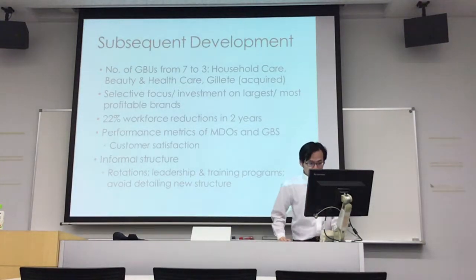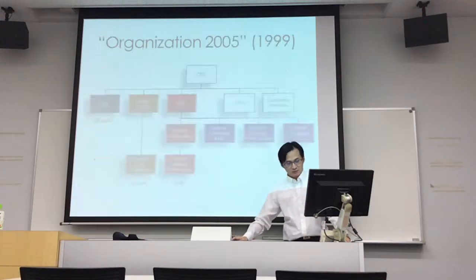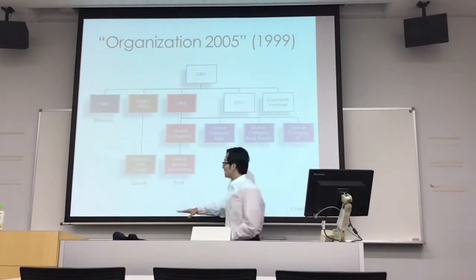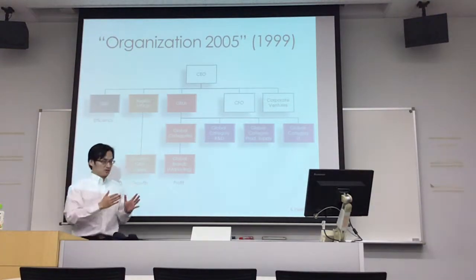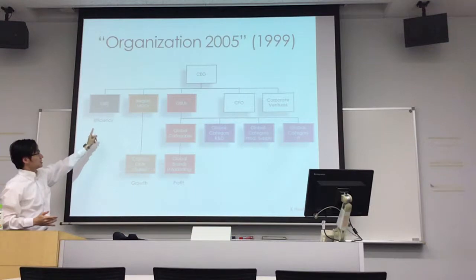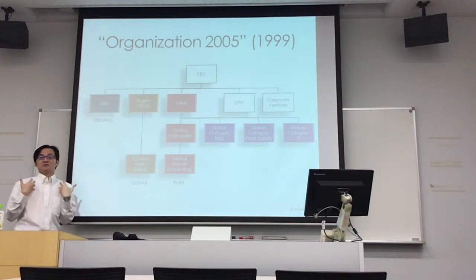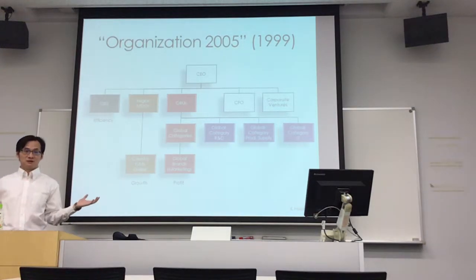It's happening all the time, okay? And then they have to enrich the performance metrics for management development and GBS. Now under this structure, their performance is measured entirely in terms of growth, whereas the other's performance is measured entirely in terms of efficiency. Okay, customer satisfaction is not there, right?